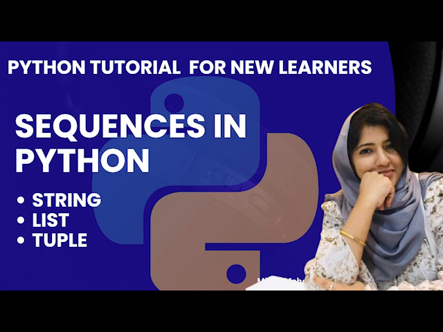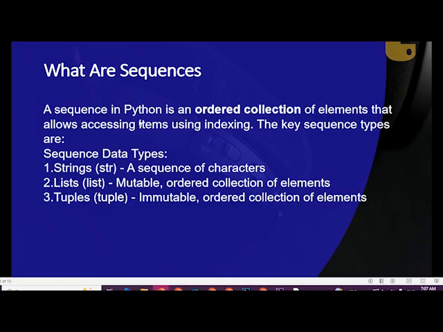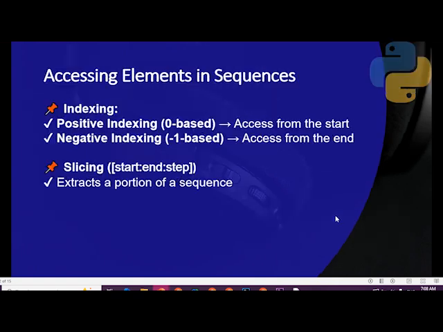Let's get started. A sequence in Python is an ordered collection of elements that allows accessing items using indexing. What is this indexing? Index is the position of an element in a sequence. The key sequence types are: first one, strings, a sequence of characters; second one, list, a mutable, ordered collection of elements; third one is tuples, an immutable, ordered collection of elements.